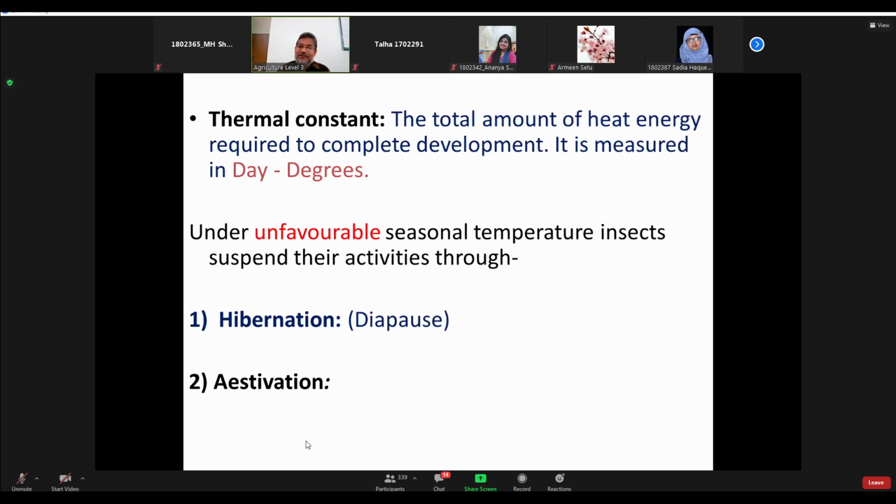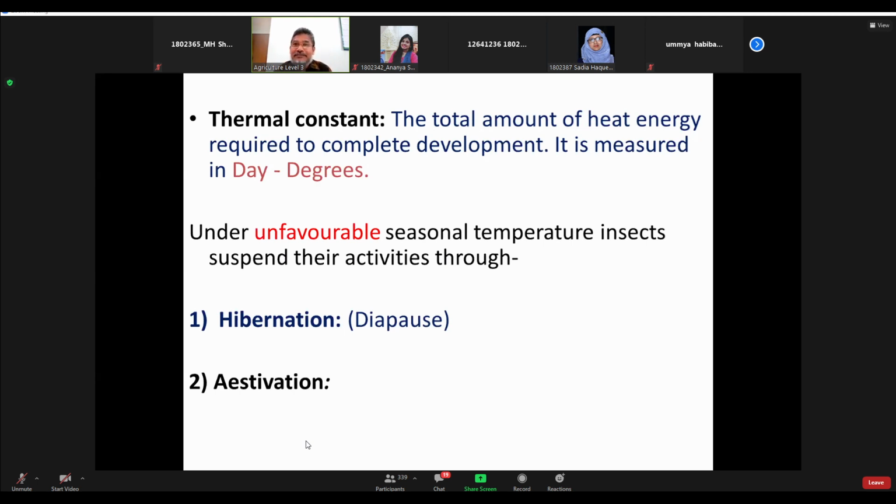So look at the variations. The insect, when it is taken to high temperature, can complete its development in a short period of time. When it is low temperature, it is taking longer time to complete its development. So in this way, we can say the development varies.